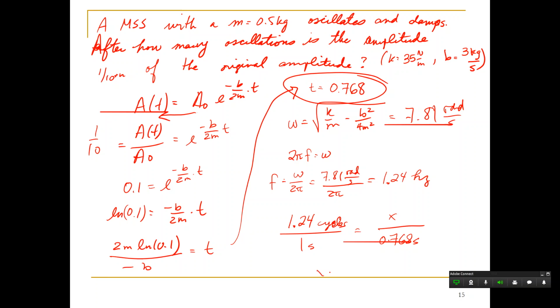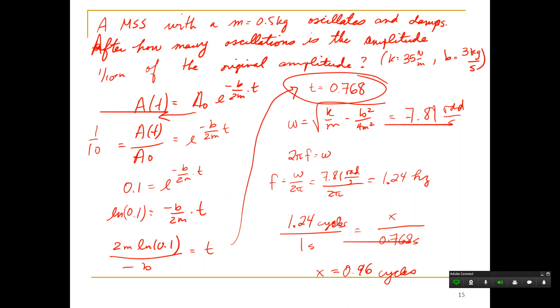Okay, great. So did I even do one oscillation? I think I barely did one, eh? How much? 0.96. Units? Cycles, oscillations. All good.